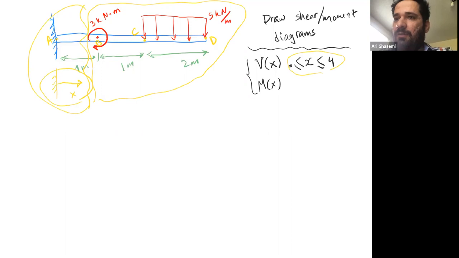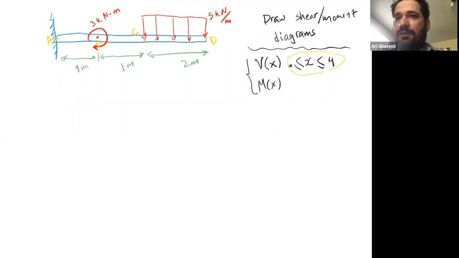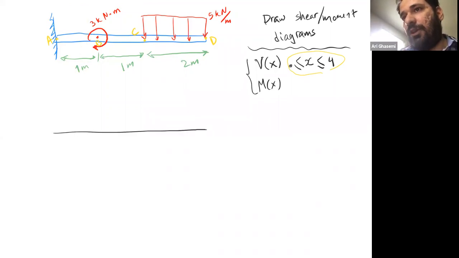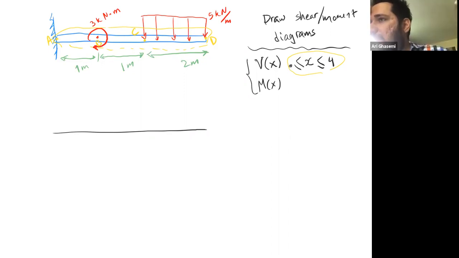So let's erase the one on the right. We're not going to do the one on the right, and let's also open up some space by erasing that. I know my X is somewhere here, but I'm not going to cut it right now. First, I want to find the reaction at point A. So I take the entire thing as the system, and then I put my loading. Now, if you take the entire thing as your system in order to find the external reaction at A, look at this distributed load. The distributed load is purely external force to my system, right? I'm not cutting it somewhere in between.